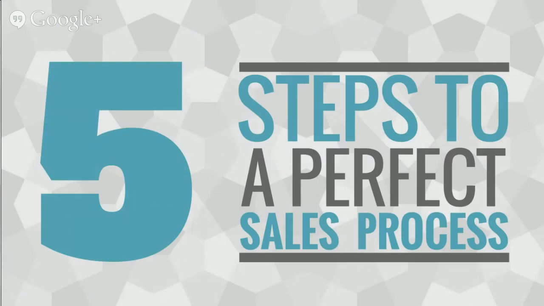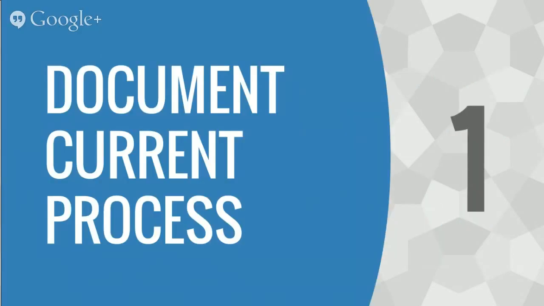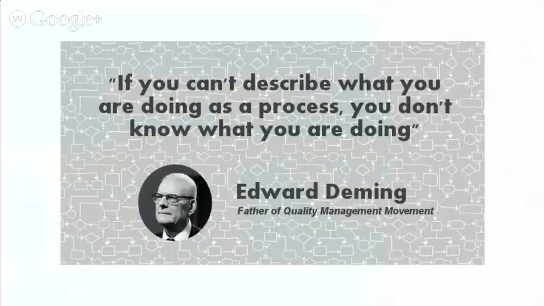So now let's actually dive into some specific action steps for perfecting your sales process. The first one that we're going to look at is documenting your current process. This is another great quote here. This is Edward Deming, the father of the modern quality management movement. The quote is that if you can't describe what you're doing as a process, you don't know what you are doing.